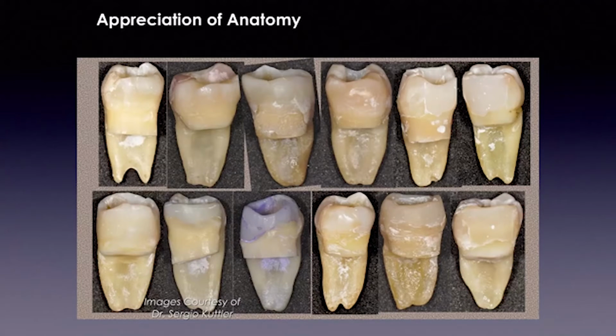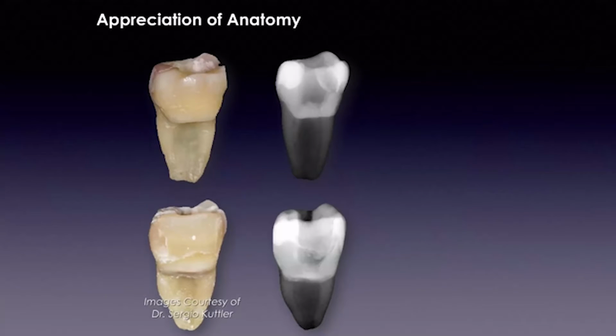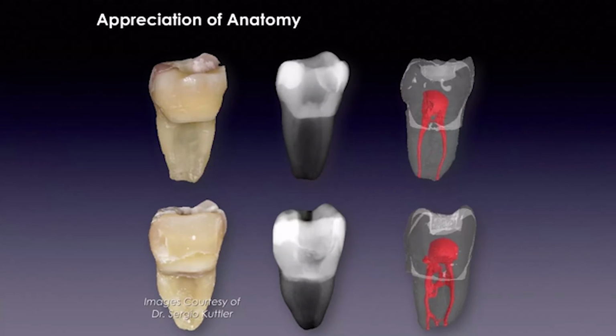This is an article by Sergio Cutler where he took 12 random extracted mandibular molars, cut off the distal root, and then randomly selected 2 of the 12. Took radiographs, and from the radiographs, you can see they look pretty similar. He then did a micro CT scan of each. Look how dramatically different the anatomy is. You can never tell that from the radiograph, but that is what we are facing so often.